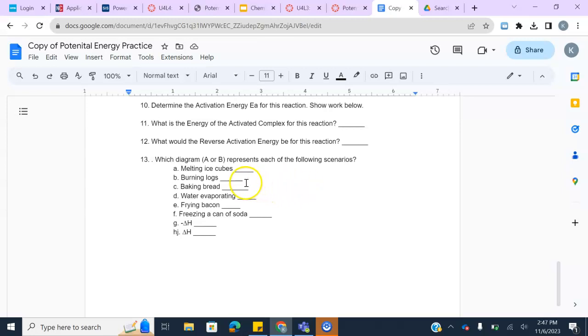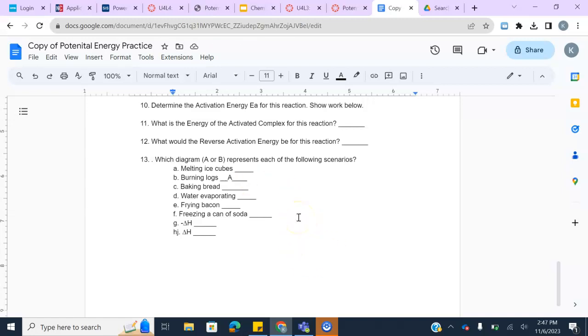I can tell you right now for burning logs, like when you think about a chemical reaction of anything being combusted, energy is going to be released. You can stand by a fire, put your hand by the fire, and feel that energy being radiated off of it. That is going to be exothermic. We know that diagram A is exothermic, so we would put A for that one.